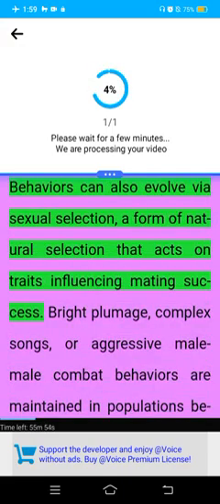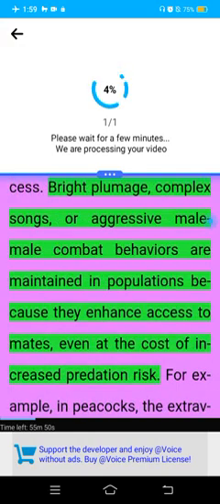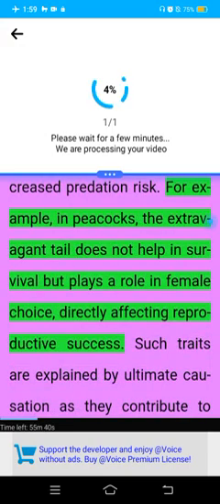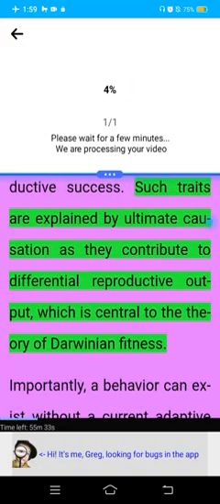They also evolve via sexual selection, a form of natural selection that acts on traits influencing mating success. Plumage, complex songs, or aggressive male-male combat behaviors are maintained in populations because they enhance access to mates, even at the cost of increased predation risk. For example, in peacocks, the extravagant tail does not help in survival but plays a role in female choice, directly affecting reproductive success. Such traits are explained by ultimate causation as they contribute to differential reproductive output, which is central to the theory of Darwinian fitness.